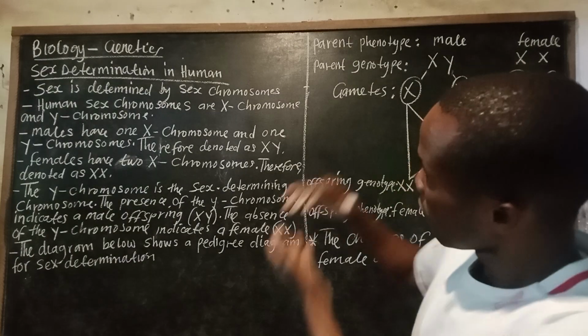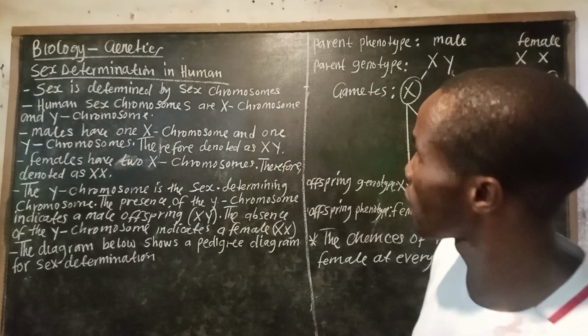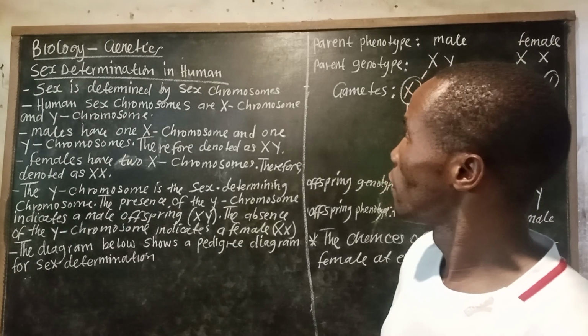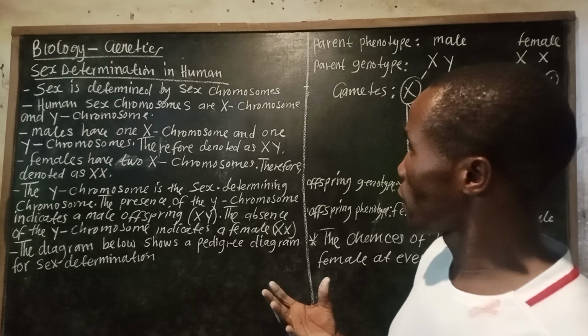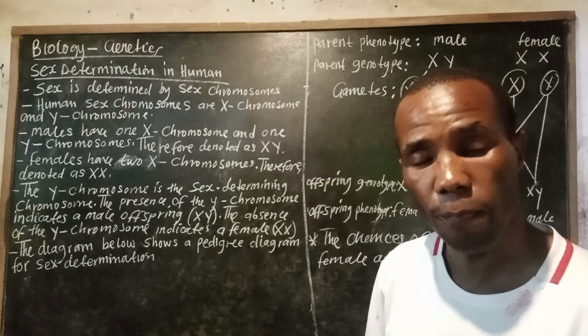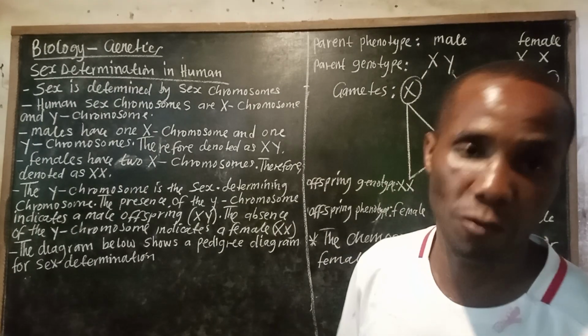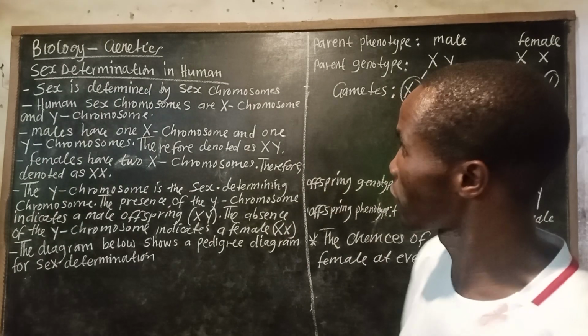We are still looking at genetics, where we are now concluding our main topic. Today's subtopic is sex determination in humans. The first point: sex is determined by sex chromosomes. This time around, you are able to understand what a chromosome is, so you know what we are talking about.